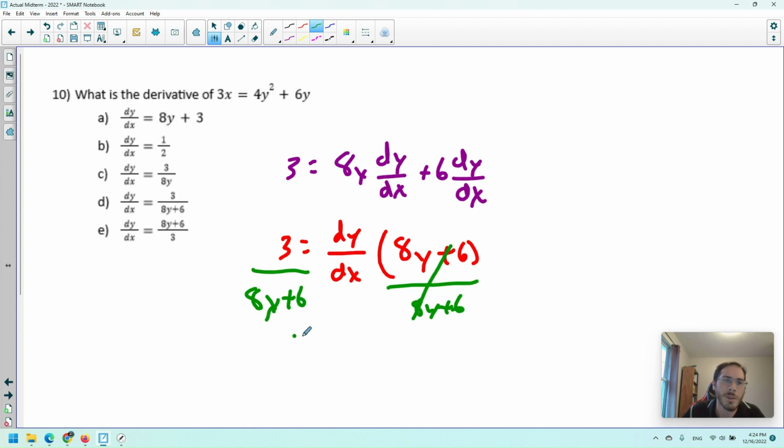So those are going to cancel, so we get 3 over 8y plus 6 is equal to dy dx, which is going to be answer choice D. So we're going to get D for that one.